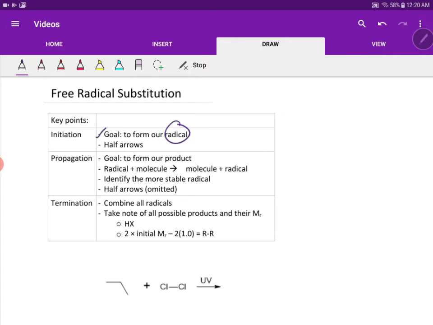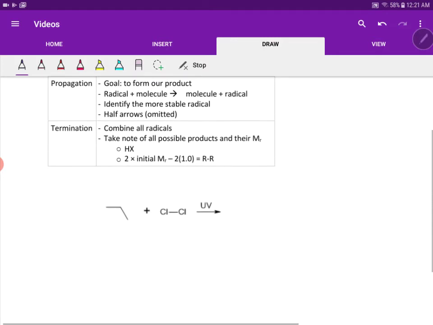So what exactly is a radical? For example, if Cl2 breaks apart, it can form two Cl radicals. This means that chlorine now has 7 valence electrons in its outer shell. What we need to do is draw our half arrows to show that it is a homolytic fission, which means both of them get 1 electron each.